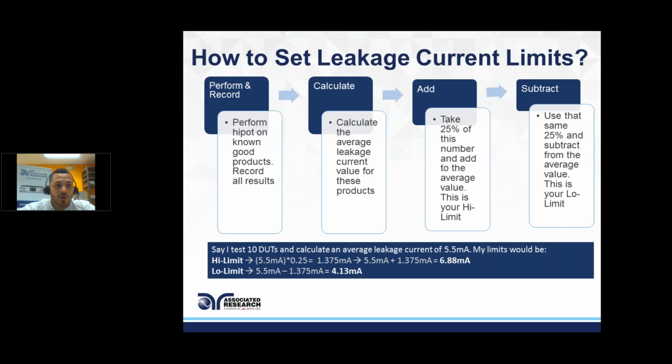What I would do is perform Hipot tests on known good products, and start recording these results until you see consistent numbers, or at least a consistent average. Something you're comfortable saying: the characteristic of my product is to leak this much during a 1.24K Hipot test. Now that you have the average, depending on how uniform you want your manufacturing process to be, you can take 25% of this number and add it to that number. So multiply by 1.25, and set that as your high limit.